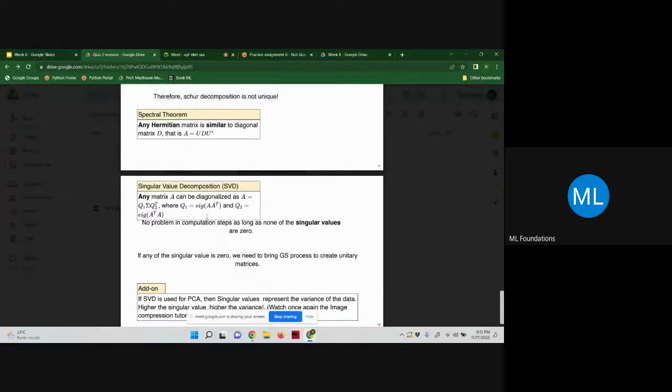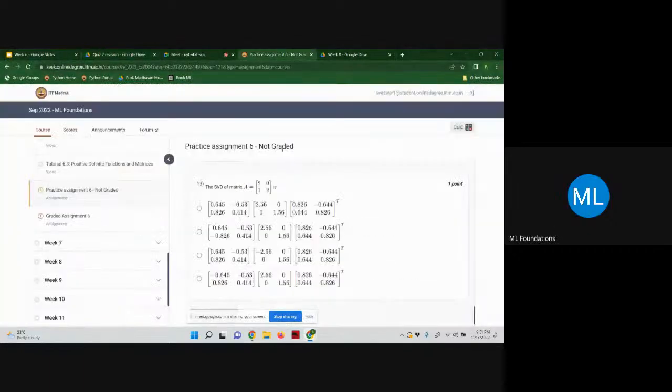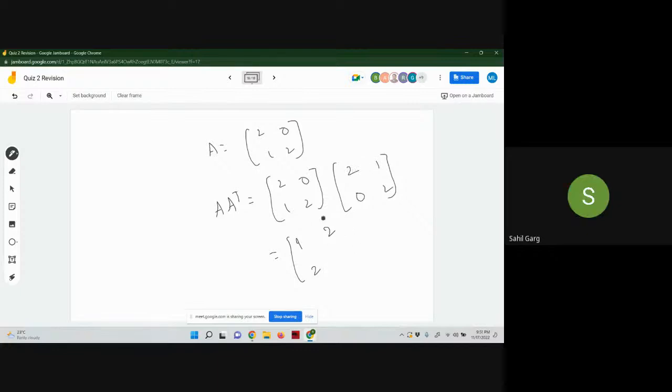Yeah. So you could see here the eigenvectors of AA transpose will go into Q1. Okay, so in this particular problem, what do we have? We have A equals 2012. A transpose is going to be 2012 multiplied by 2102. If you do this, you're going to get 4, then 2, then 2, and then plus 5: 4225. Now we need to find the eigenvalues for this.